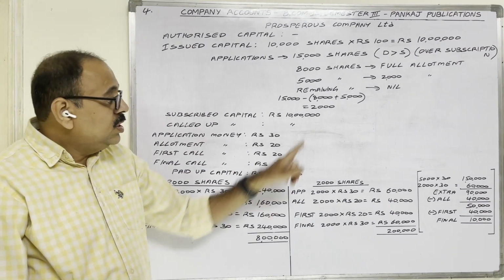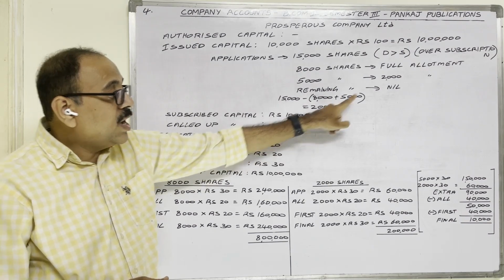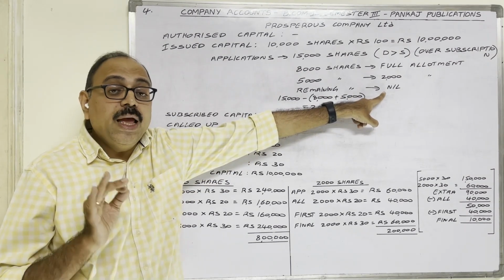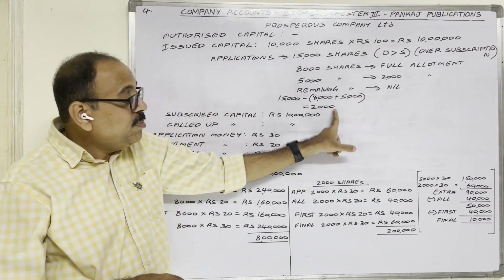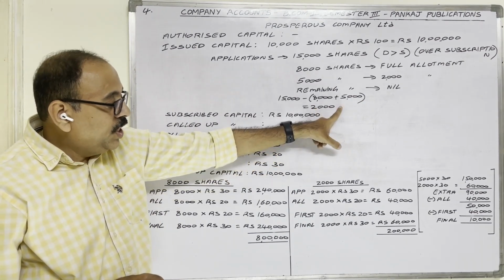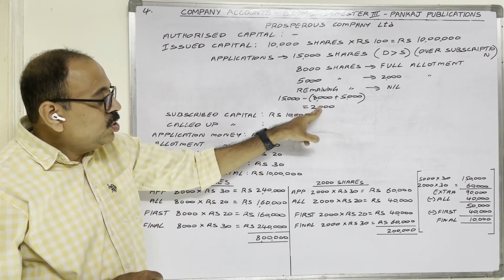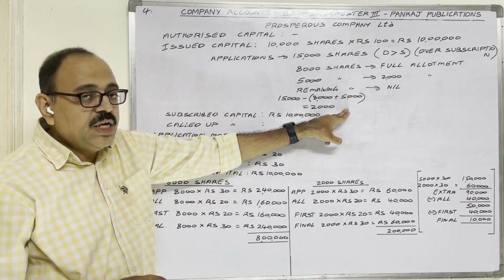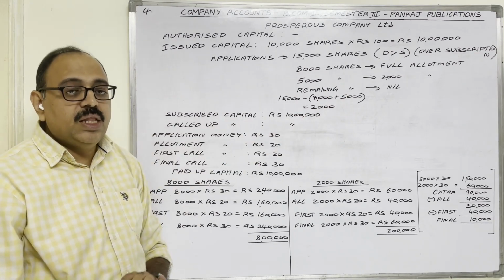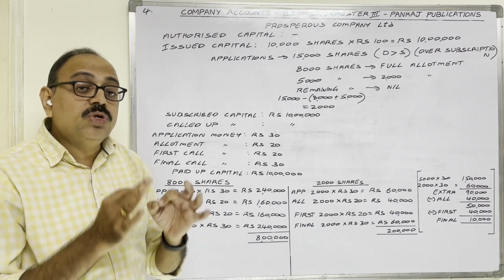And what about these people? Applicants applied for 2,000 shares and the company has not allotted any shares to them. So what happened to them? They paid application money now. 2,000 shares into, on one share application money 30 rupees. So 2,000 shares into 30 rupees each, 60,000 they paid through application. Company refunded this 60,000 rupees to them.